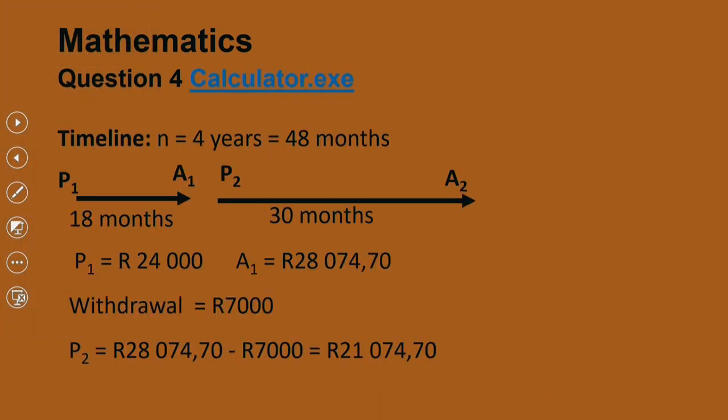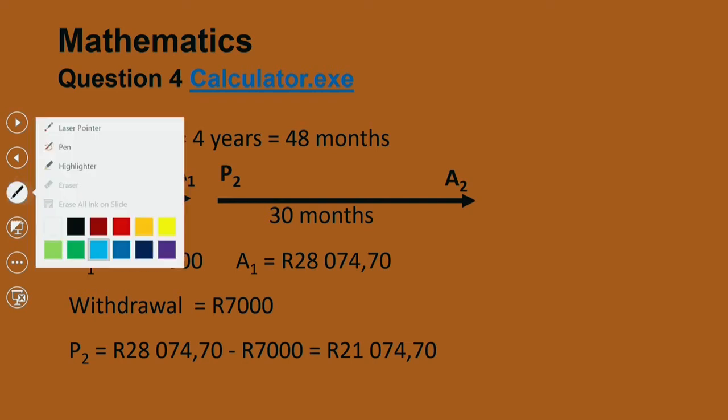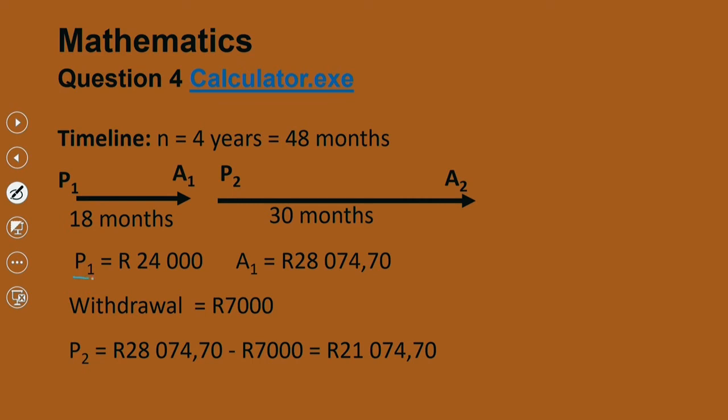Remember what we said. Now we have found the following. We know P1 is equal to 24,000. We found A after 18 months, which is equal to 28,074.70. Now, there was a withdrawal that was made of 7,000. What does withdrawal mean? It means we must subtract the 7,000 from the 28,074.70. And when you do that, it will give you 21,074.70.